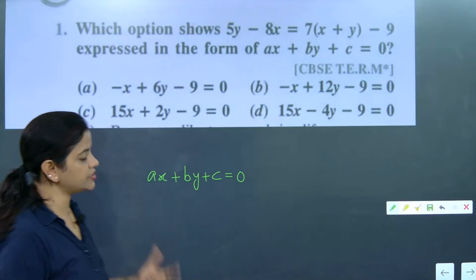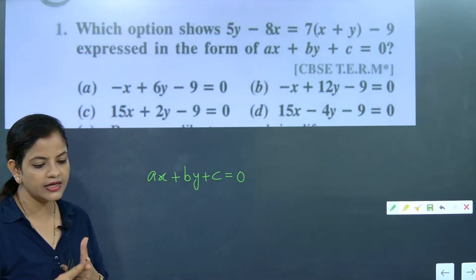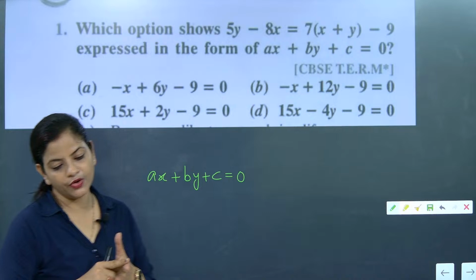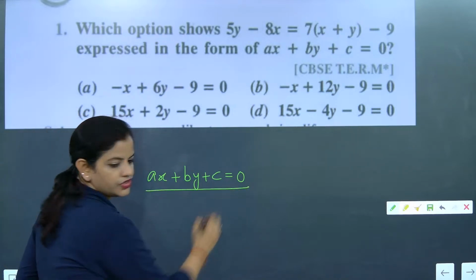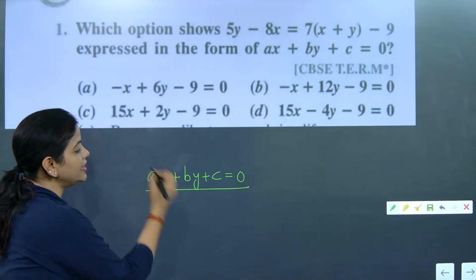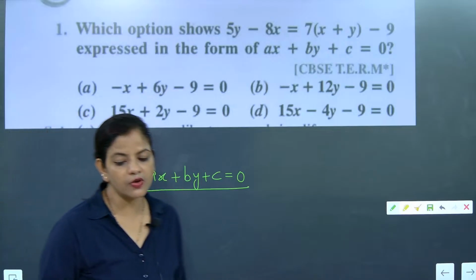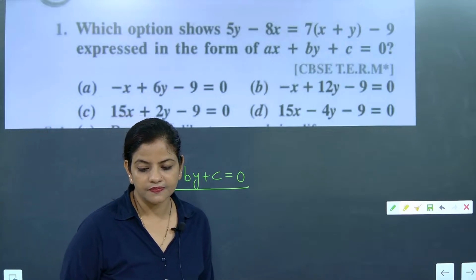We are going to understand some basic content related to linear equation in two variables. First, it is representing a line, a straight line. Understood?